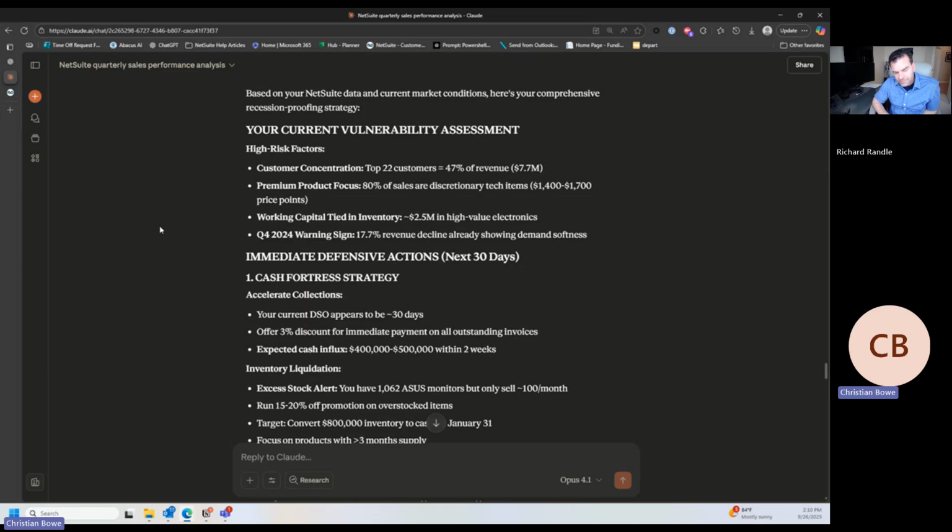Working capital, premium product focus. Like in the previous one where it talks about phasing out lower impact products. I don't sell this Asus monitor that much. Here it talks about excessive stock. I only sell 100 of these a month, and I've got 1,100 of them in stock, and I may be stocking 200 a month. Well, that's a really big waste of money if I'm overstocking a product that I'm not turning over frequently enough. That can help you create more moving capital and better cash flow for your business.